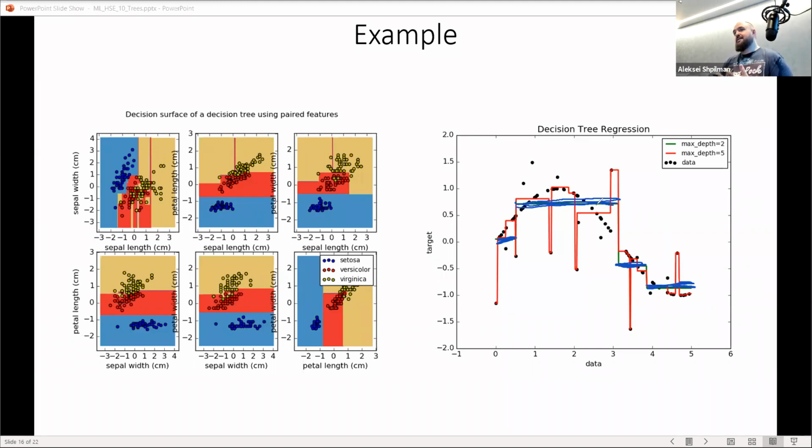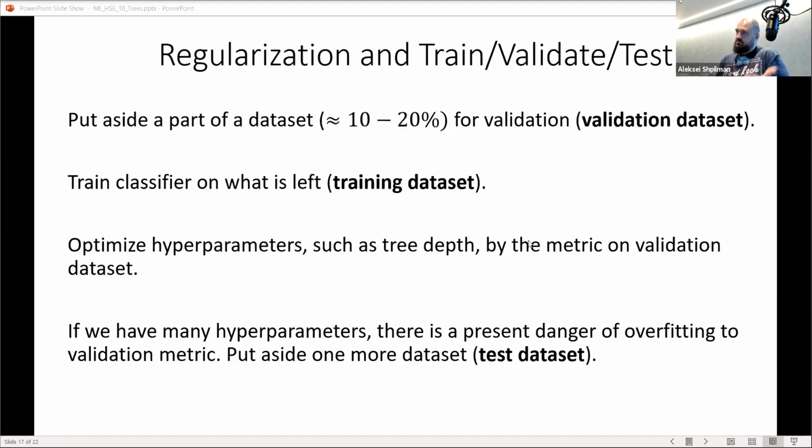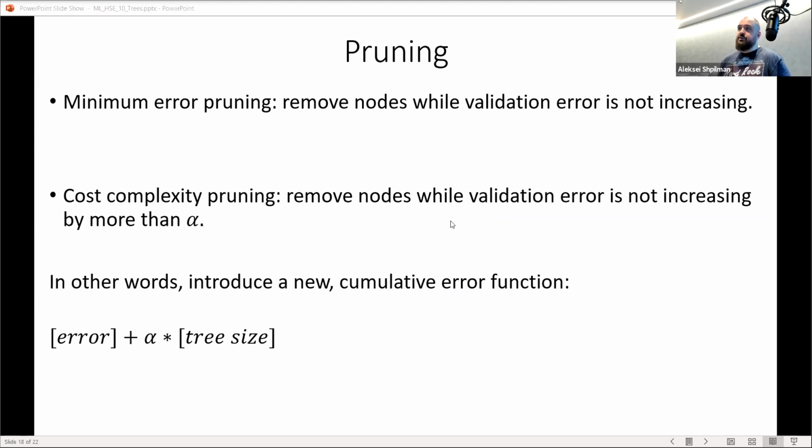But again, this is sort of a hard way to regularize, right? Because you lower the variance, sure, but you increase bias immensely, because now with a small tree you cannot get any good classifier. So what can we do? Well, we use train, validate, test, of course. A train classifier is just a reminder. So you can change the tree depth, sure, but it's a hard way. What's the other way? The other way is called pruning.